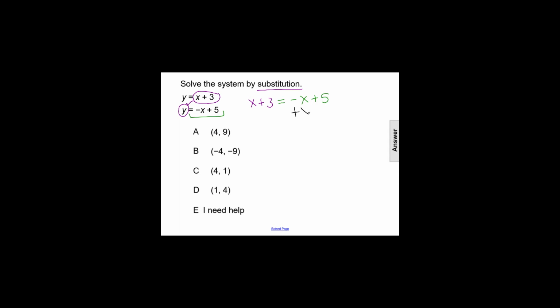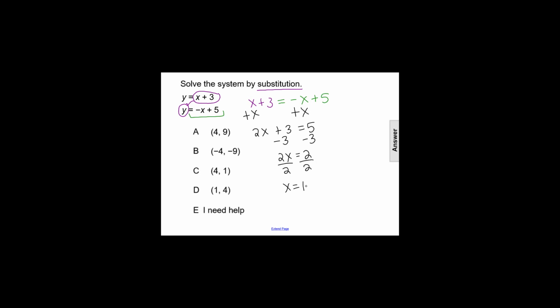So the first thing we'll do is add x to both sides. That will give us 2x plus 3 equals 5. We'll subtract 3 from both sides, giving us that 2x equals 2. And dividing both sides by 2, we get a value that x equals 1.